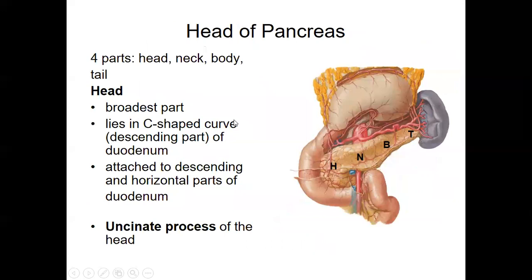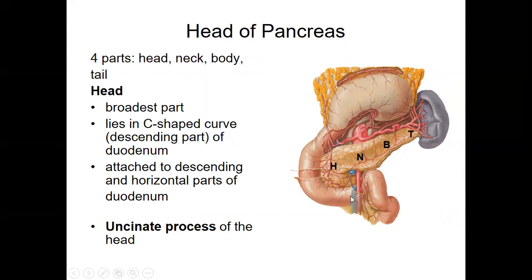The pancreas has four parts: head, neck, body, and tail. The body part is the broadest, the largest part. The head lies in the C-shaped curve of the descending part of the duodenum. You can see here this is the C-shaped curve, so it lies within it, and it is attached to the descending and horizontal parts of the duodenum.